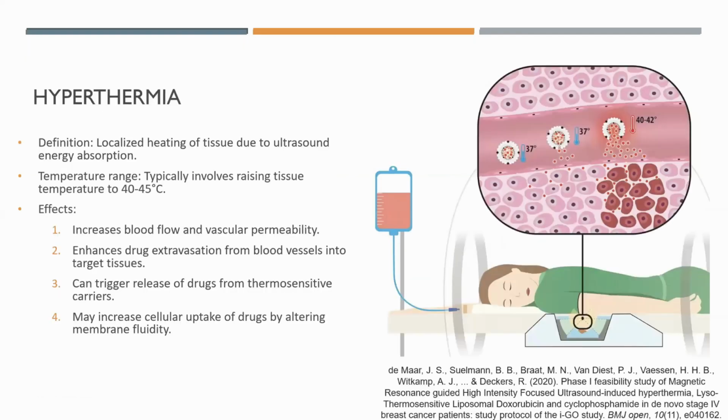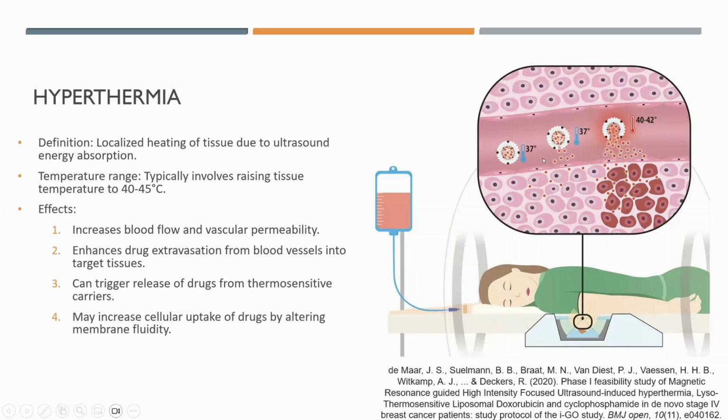So looking at more of a tissue level, we can actually use ultrasound to induce localized hyperthermia. And that involves the tissue increasing in temperature to about 40 to 45 degrees Celsius due to the ultrasound energy absorption. And that has a number of really positive effects. The first one being you get blood moving to that area, which is going to help the drug move to that area. It enhances the ability for the drug to leave the bloodstream, which is helpful in targeting the cells.